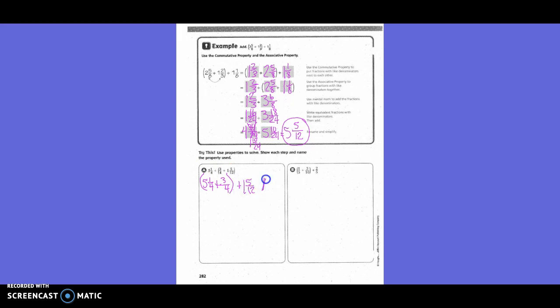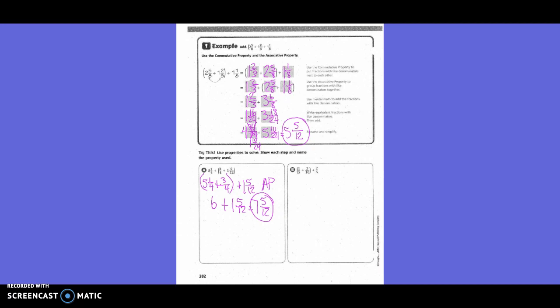And that's the associative property, right? Now, what is 5 and 1/4 plus 3/4? 6. 6 plus 1 and 5/12 equals 7 and 5/12.